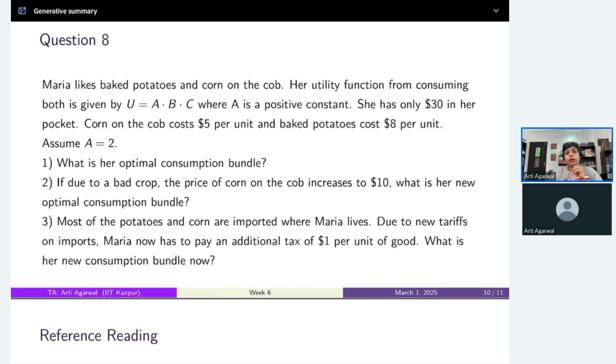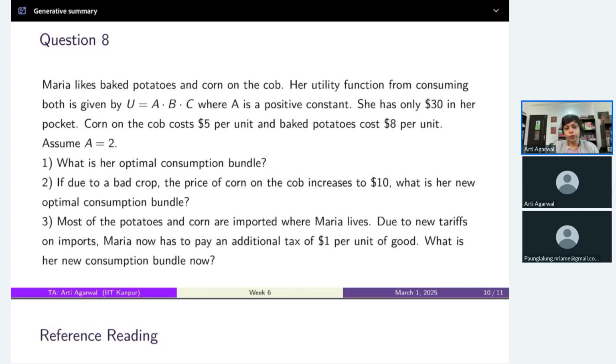Now, corn on the cob costs $5 per unit. Let's just say it does. I don't know what it costs in the US right now, and it may not necessarily be US dollars for that matter. It could be any other dollars. But say it's $5 per unit, and baked potatoes cost $8 per unit. Now, assume that the constant A is equal to 2. Now, what is her optimal consumption bundle? That is the question.